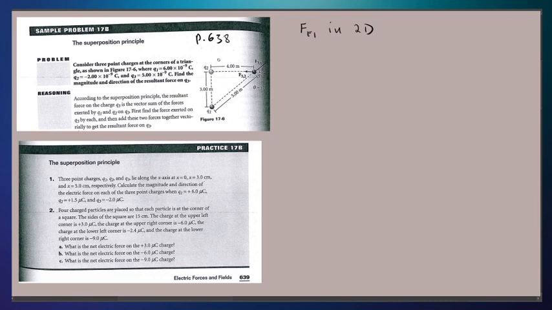I'm going to do this one, and then I'm going to assign to you this one. So let's go ahead and do this sample problem 17b.